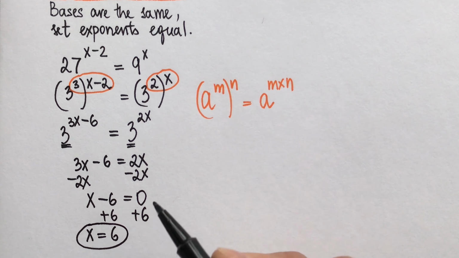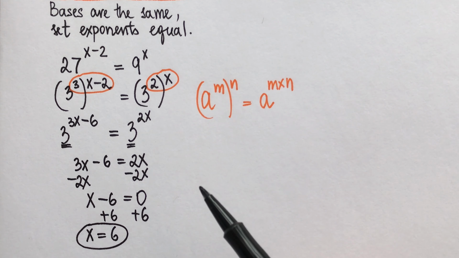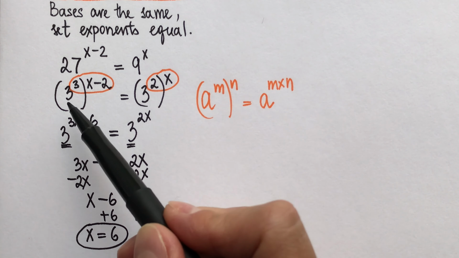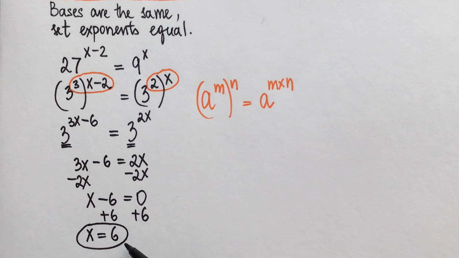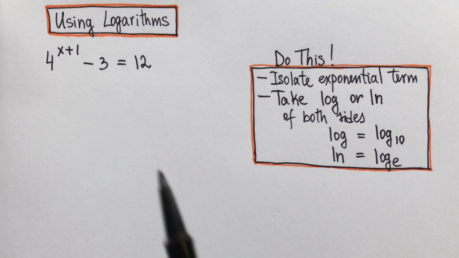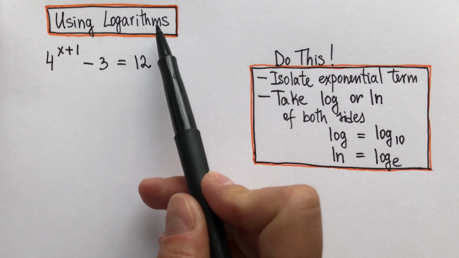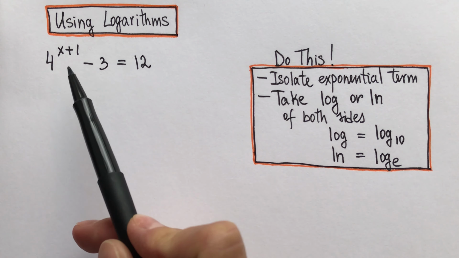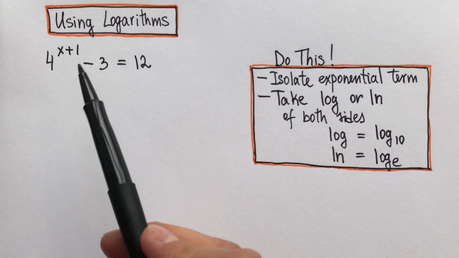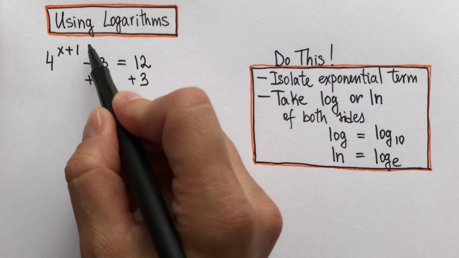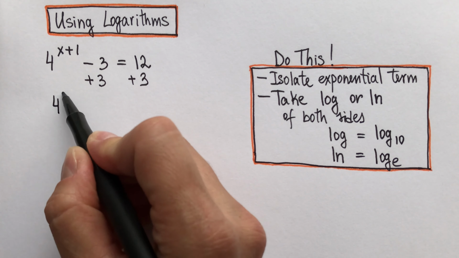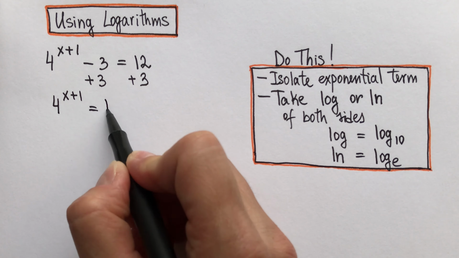This is our answer. So even though we had different bases on both sides, we were able to rewrite with the same base 3. Then, since we had the bases the same, we set the exponents equal and we got the answer 6. Now let's look at our second equation. This equation we solve by taking the logarithm of both sides because we can't get the same base. So first thing we do, we add 3 to both sides in order to isolate the exponential term. So we have 4 to the power of x plus 1 equals 15.